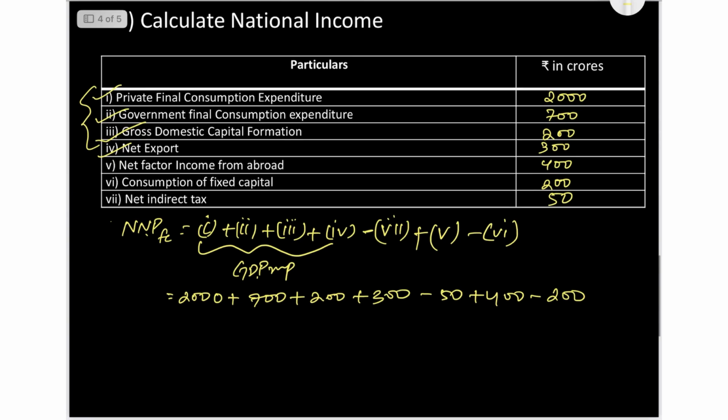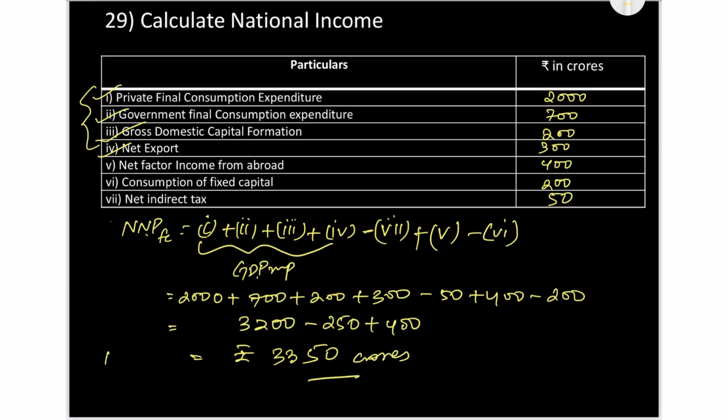All right, so let me check quickly if I've inserted the right numbers. 2700, 200, 300 minus 50 plus 400, yes, minus 200. Okay, all right, so it's correct. So 2700 plus 200 plus 300, 3200, minus 200 plus 50 is 250, plus 400. So we'll get 3350. Okay, 3350 crores. So NNPFC is 3350 crores, right?